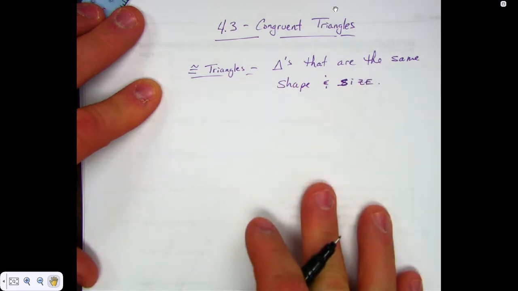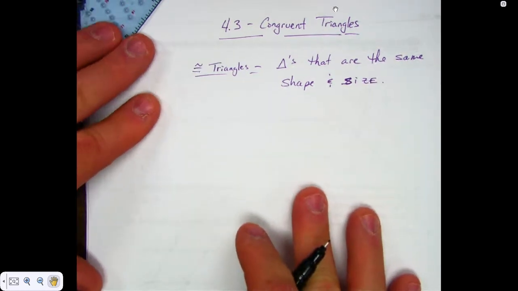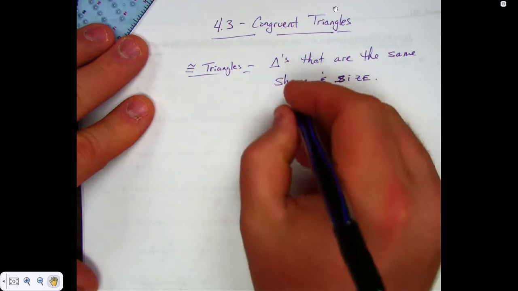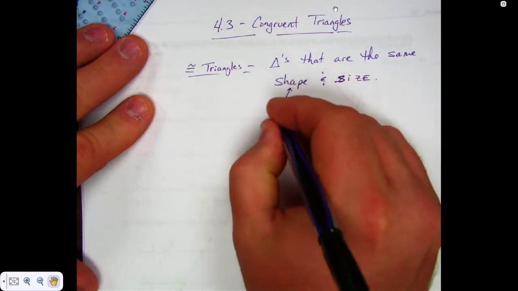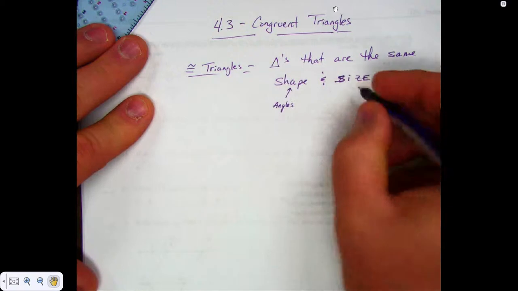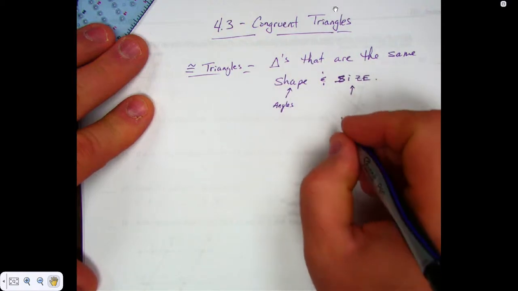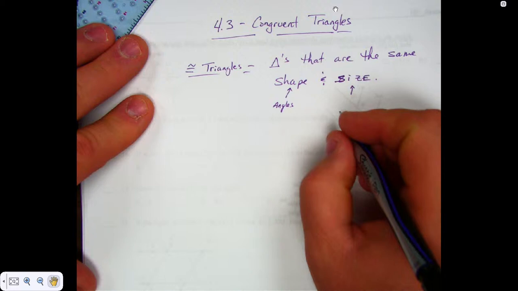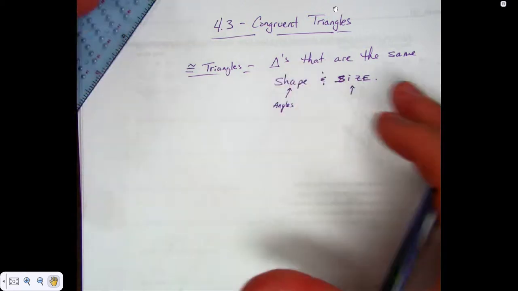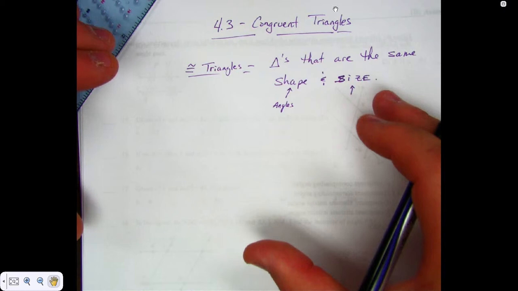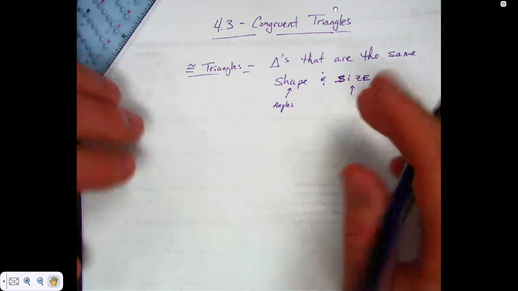Now, what determines the shape of a triangle, do you think? Its angles. What determines its size? Yeah, think about it. Those sides get bigger as the triangle gets bigger. And if it's the same shape, the angles will stay the same.